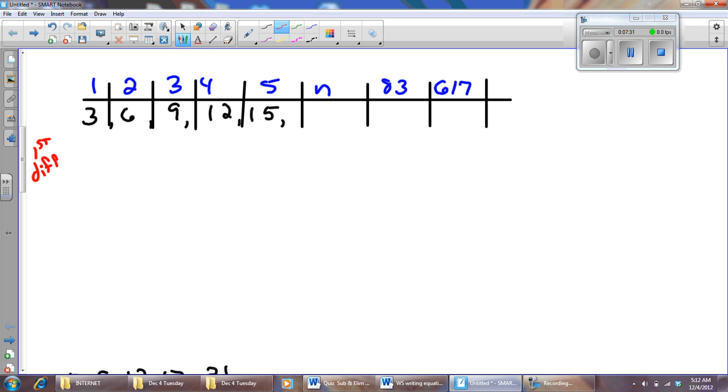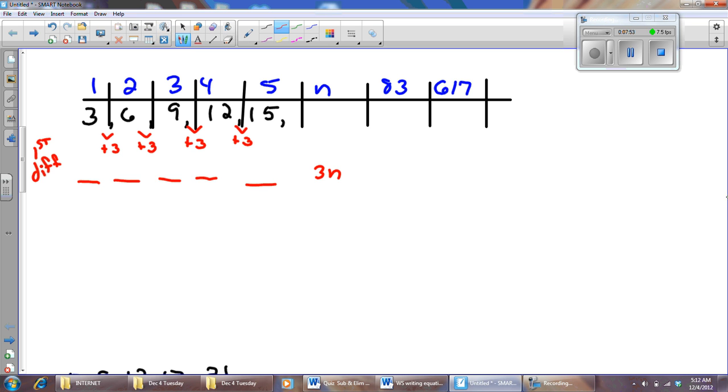So we're going to find our first differences. Looks like it's going up by 3 every time. Plus 3, plus 3, plus 3, right? That means my answer is going to be something like 3n. It might be 3n on the nose, might not. And again, you'll see what happens when it's not on the nose.